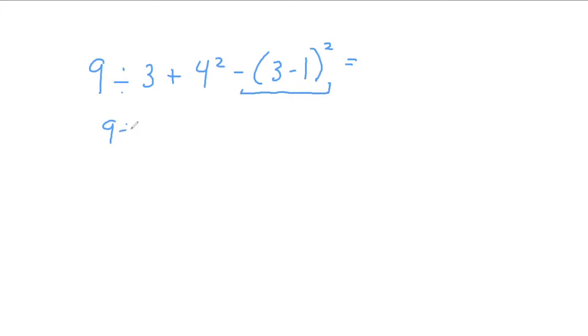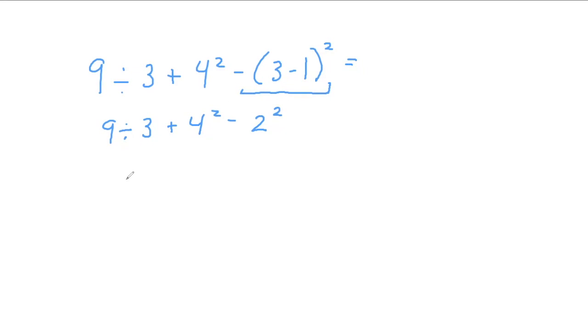And here is a last example. Let's do 9 divided by 3 plus 4 squared minus parentheses 3 minus 1 squared. And what does that equal? So we're going to first do the parentheses, right? This is the first thing you're going to do. And so we're going to have 9 divided by 3 plus 4 squared minus, doing the parentheses, 2 squared. Okay, so now we're going to do the exponents.